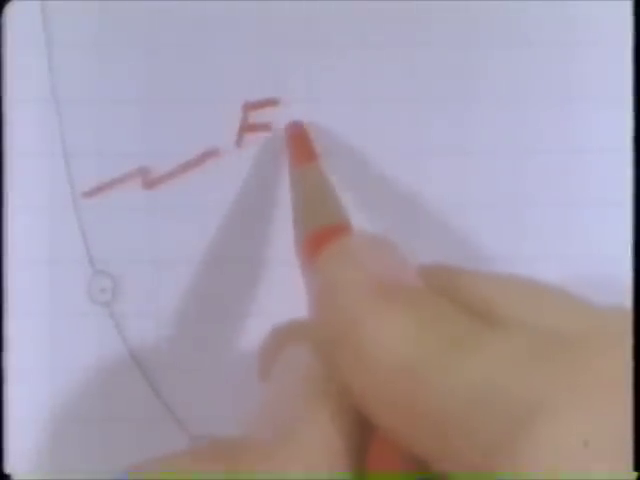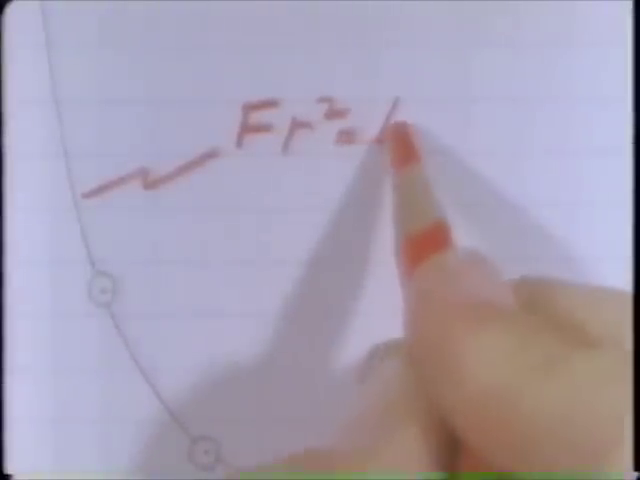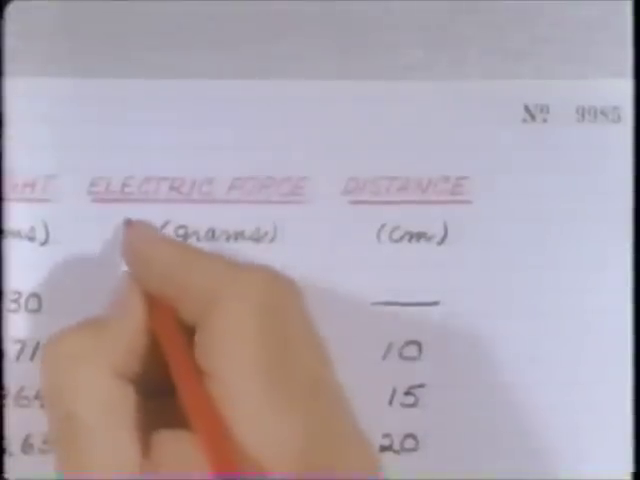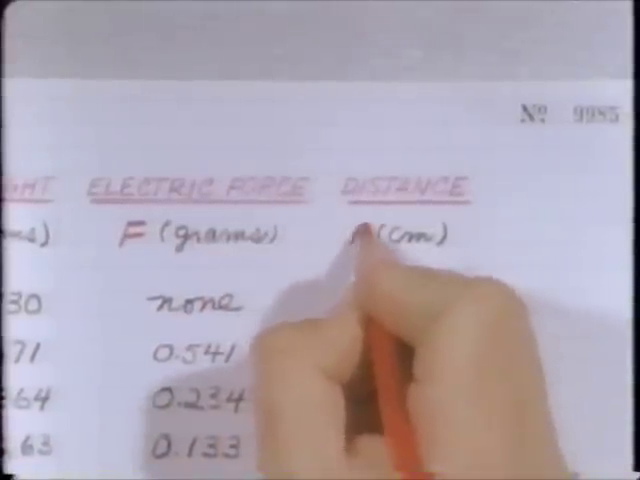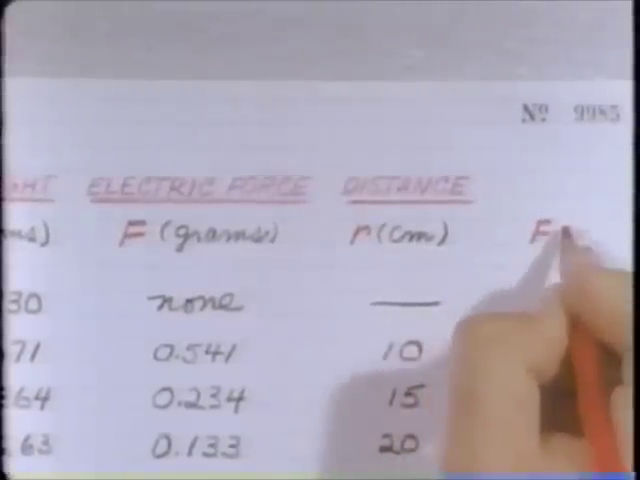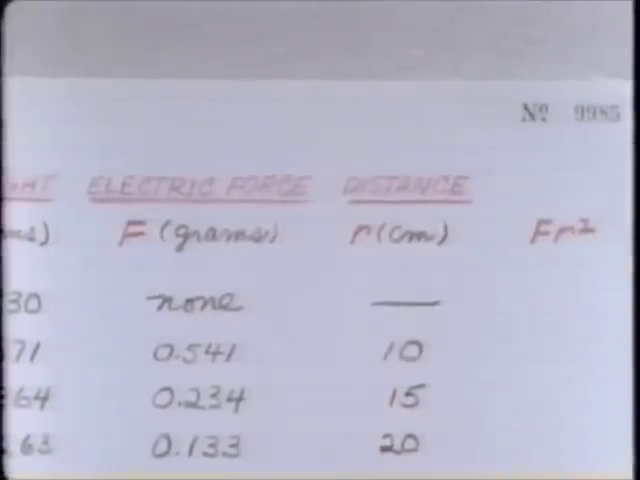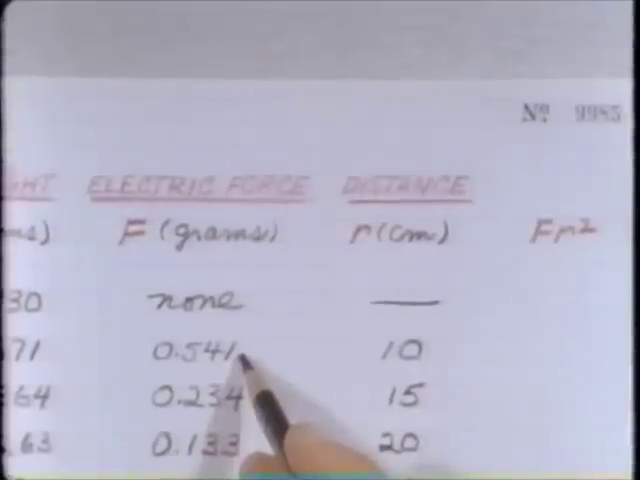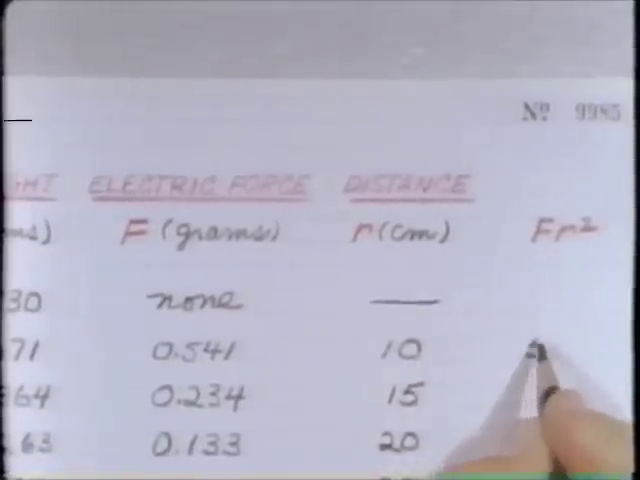The equation for a curve of this type is F times r squared equals k, a constant. F is the electric force. r is the distance between the centers of the spheres. F times r squared should give a constant product. Let's check this out. For the first measurement, 0.541 grams times 10 squared is about 54.